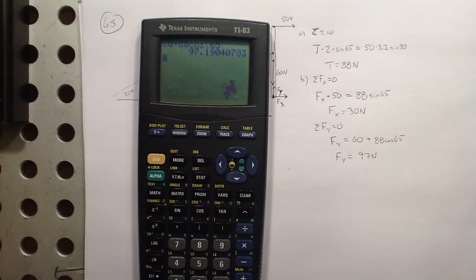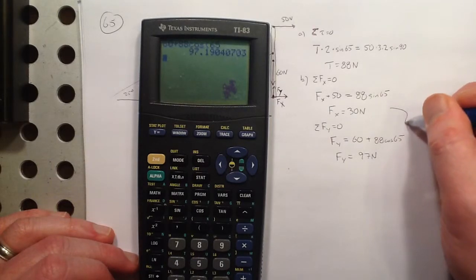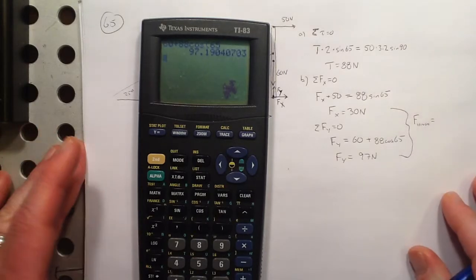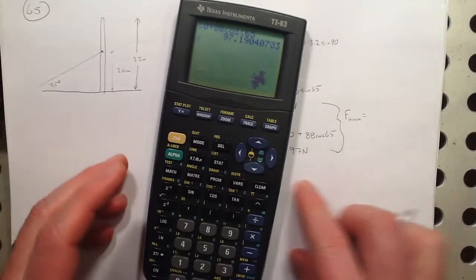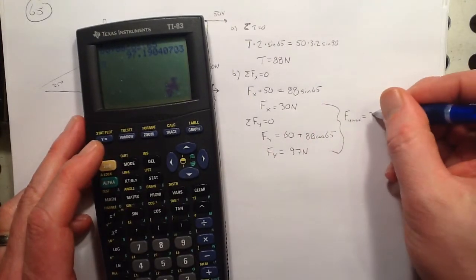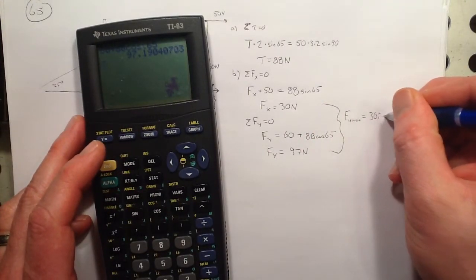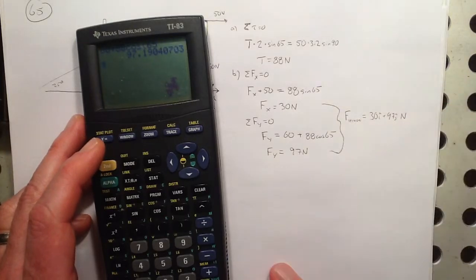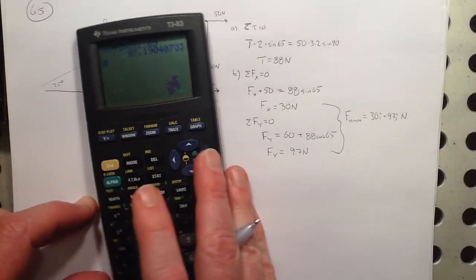So in unit vector notation, my hinge force would be equal to 30 I plus 97 J newtons. 'Tis the hinge force.